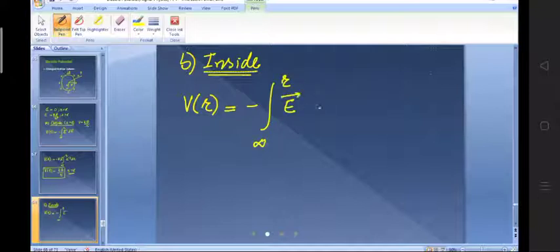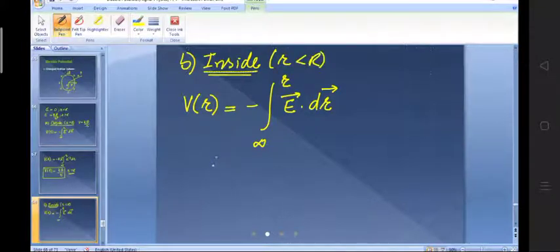But what about this electrostatic field? Should I substitute the value of E as 0, or should I substitute the value of E as kq divided by R square? It will depend, because the charged particle is taken from infinity to point r, and in that case the behavior of the electrostatic field does not remain constant.